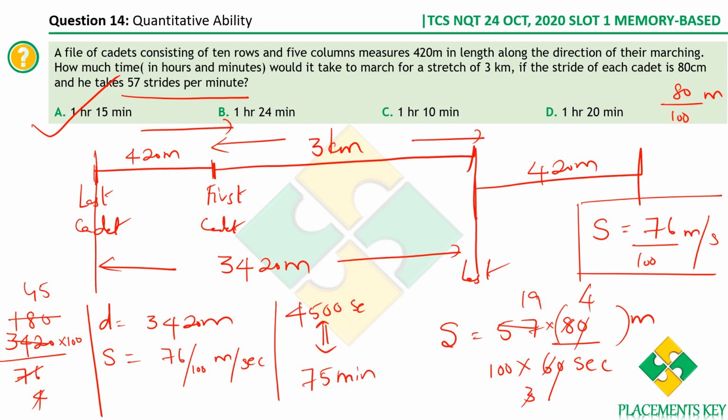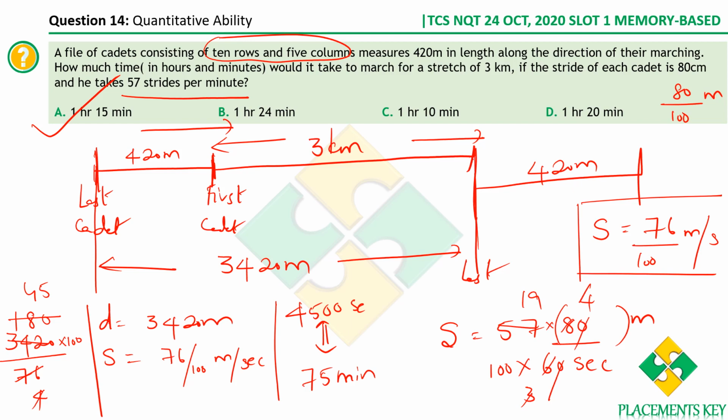I've repeated it twice. So see, one final revision: a file of cadets consisting of 10 rows, 5 columns, now measures 420 meters. So this is the length of the series of cadets who are standing in a line. Now they're marching in some direction. How much time will it take for them to cross a stretch of 3 kilometers? This is where the last cadet stands. When do we say that they've crossed the stretch completely? When this last cadet comes here.